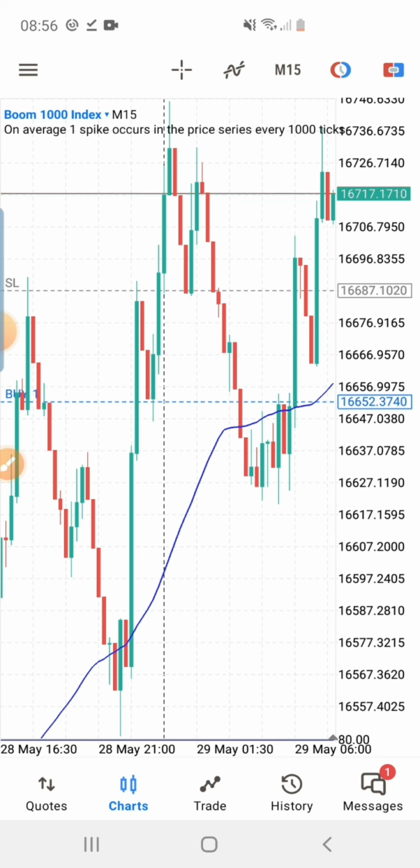On this time frame, all you need to do is to identify a triple touch, or identify a trend, and connect two or more lows or highs depending on the trend.